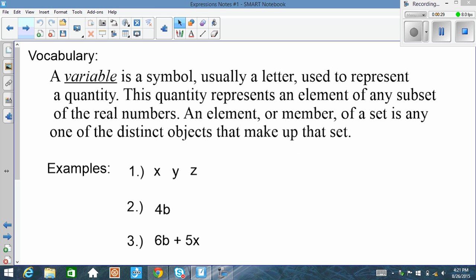Vocabulary. A variable is a symbol, usually a letter, used to represent a quantity. This quantity represents an element of any subset of the real numbers. An element or member of a set is any one of the distinct objects that make up that set.